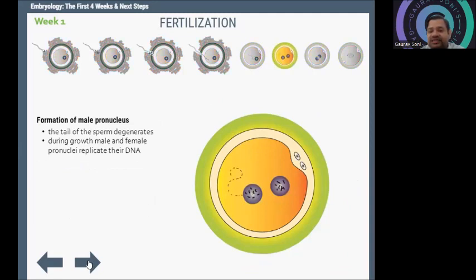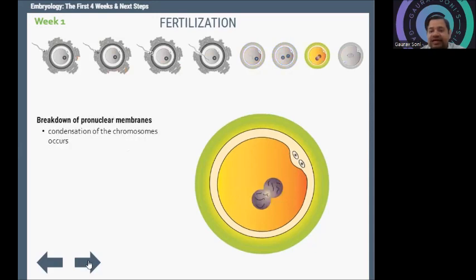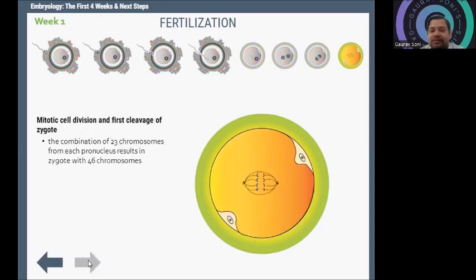The tail of sperm degenerates. During the growth, male and female pronuclei replicate their own DNA. Then there will be breakage of pronuclear membranes and they will condense the chromosomes. Means both are going to move and become one. Next, the mitotic cell division and first cleavage will start.